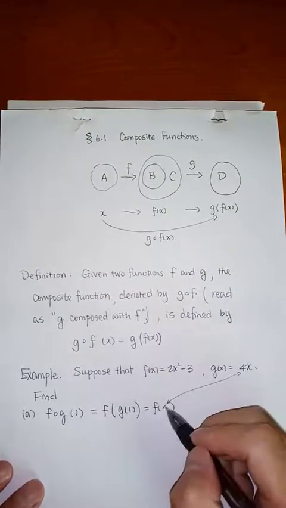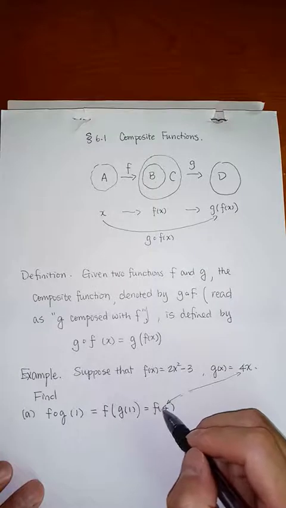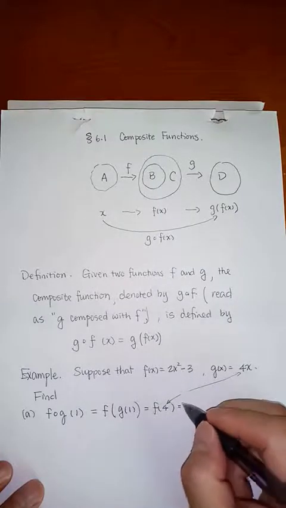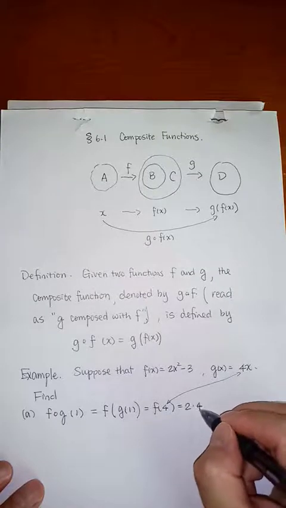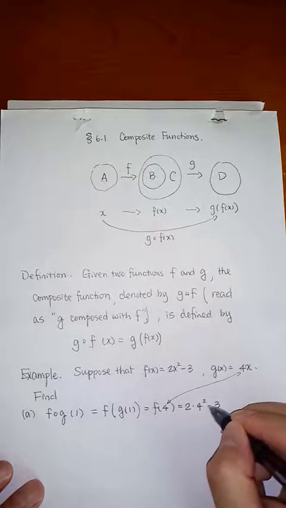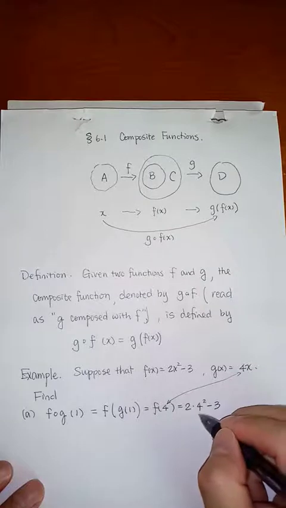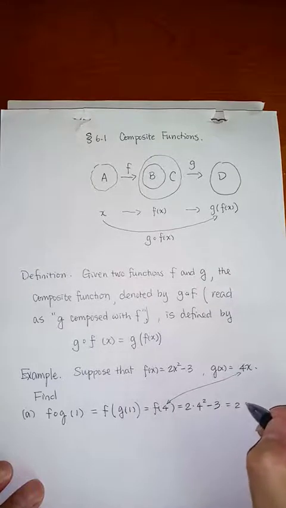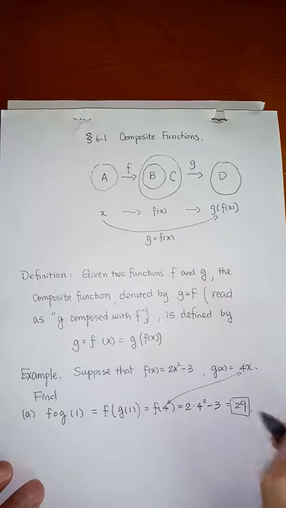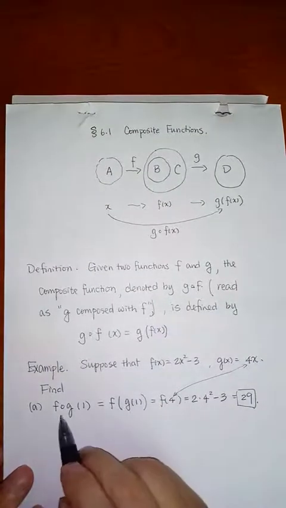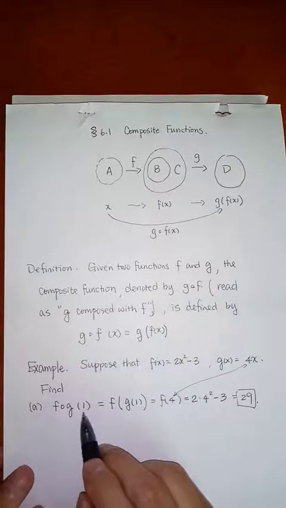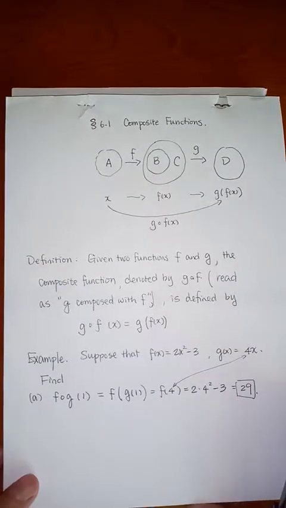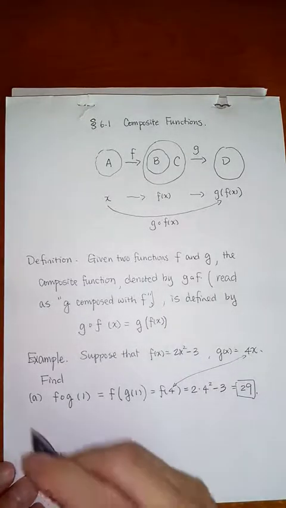And when you get 4 here, you're going to apply f to 4. f(x) is 2x squared minus 3, so it becomes 2 times 4 squared minus 3. 4 squared is 16. 16 times 2, 32. 32 minus 3, 29. So f composed with g, f circle g of 1, is equal to 29. Right?